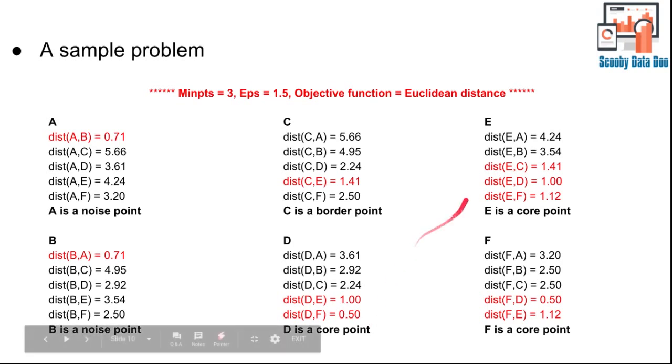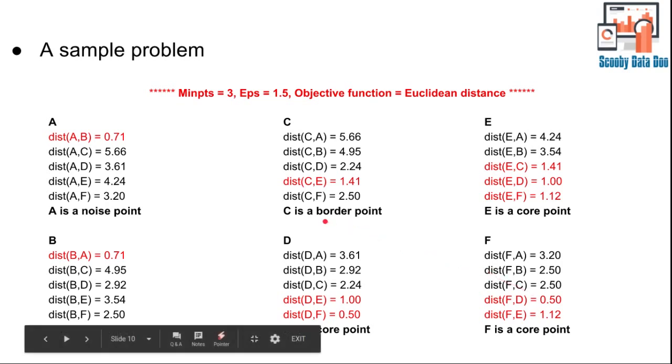Alright? And E actually has 4 neighbors here with C, D, F, and itself. For F, again, it has 3 neighbors. So D, E, F, these are the core points in our problem.